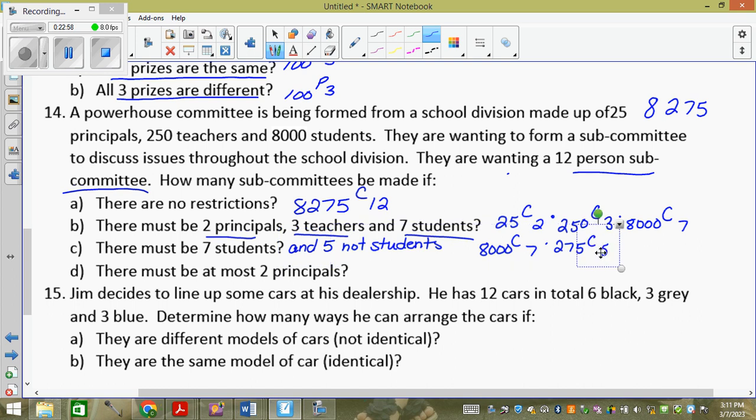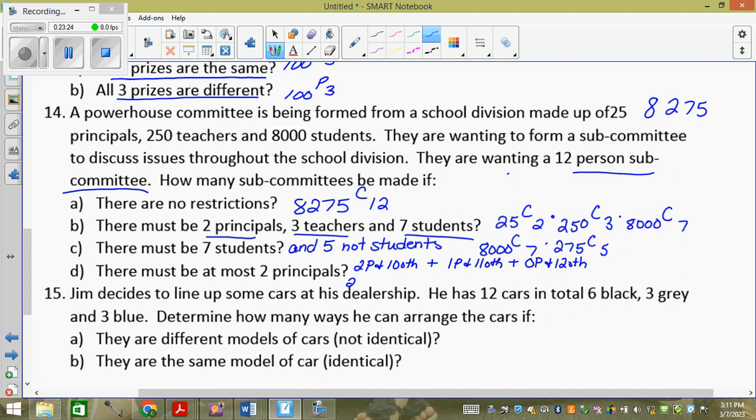This one says there must be at most 2 principals. So that's 2 principals or 1 principal or no principals. So I would have 2 principals and 10 others, or 1 principal and 11 others, or 0 principals and 12 of the others. So no principals involved at all.